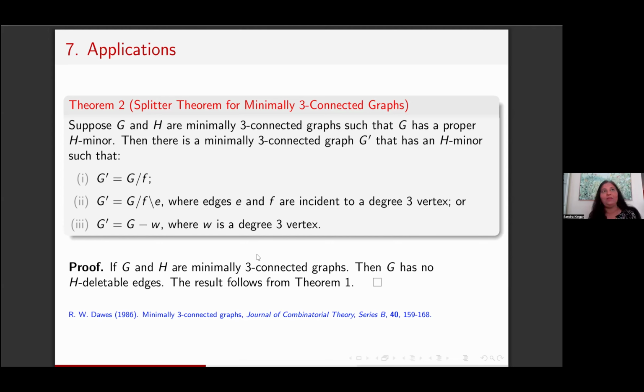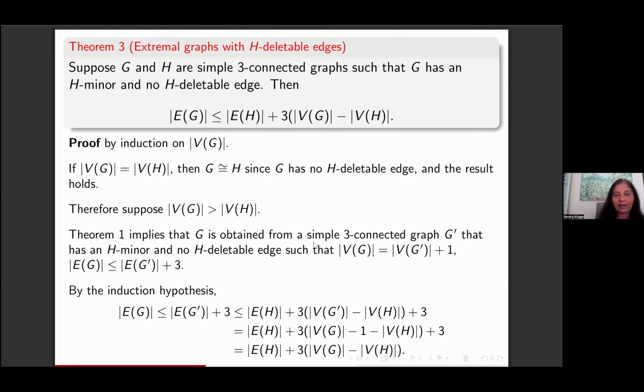If I may say one more thing about this, my understanding is that this all happened in the 60s. So you had Tutte do the deletion-contraction version of these results, and then Barnette and Grünbaum did certain other operations that look very different from deletions and contractions, but they're all equivalent. You can get from one to the other. Okay, we can get a result on extremal graphs with H-deletable edges. It's just a simple induction argument.